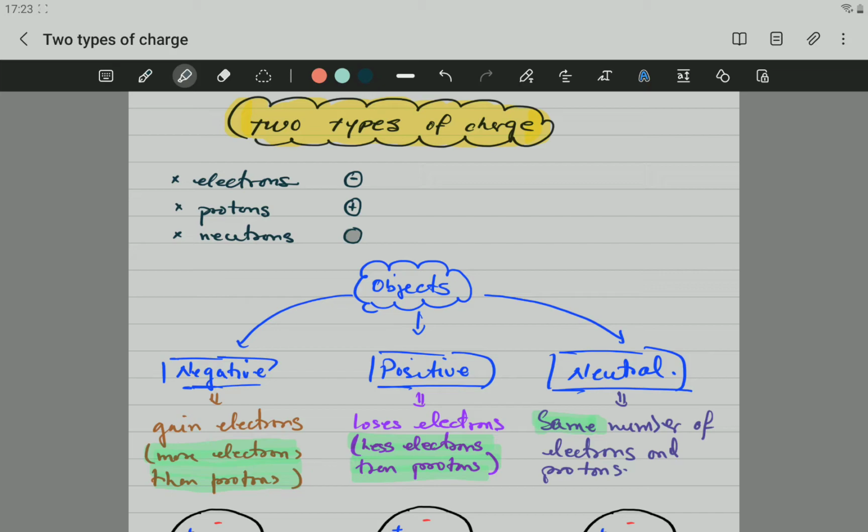First of all, let's recall that everything around us is made from atoms, and atoms have different particles. Those particles are the electrons, which are negatively charged, the protons, which are positively charged, and the neutrons, which do not have any charge. So this is the first important thing.